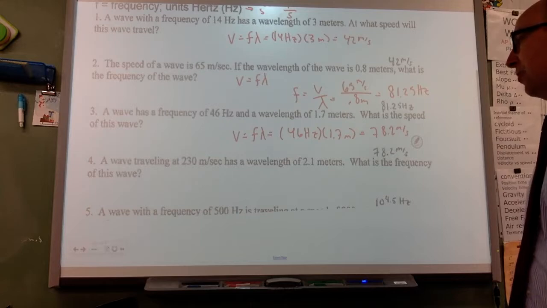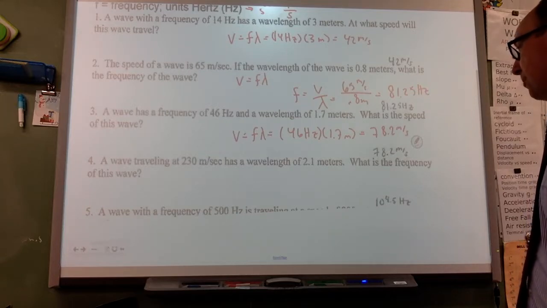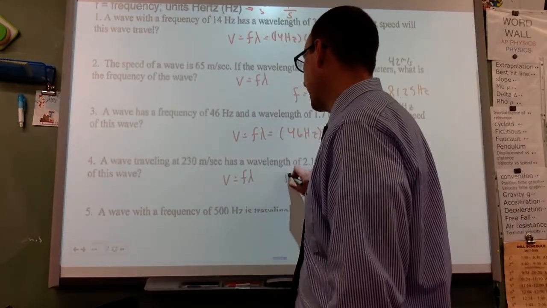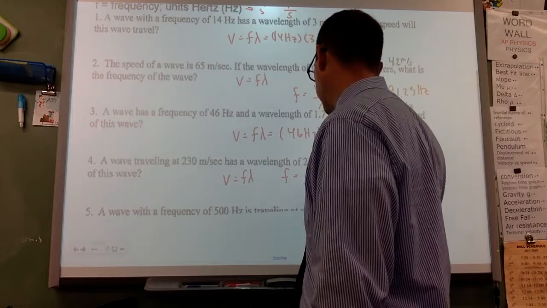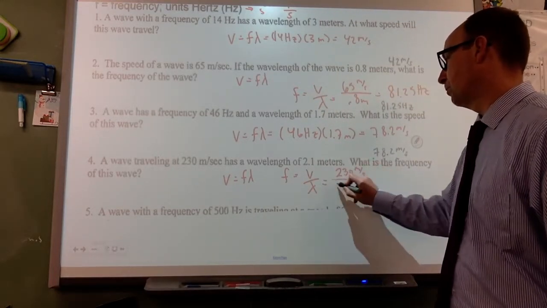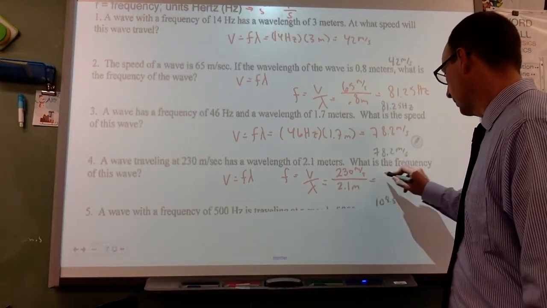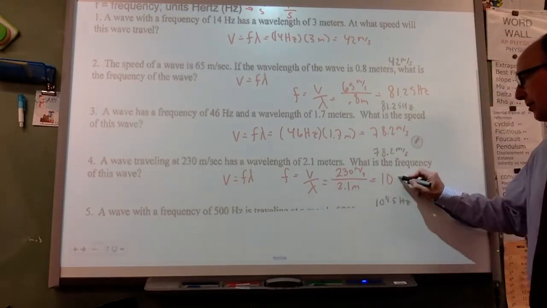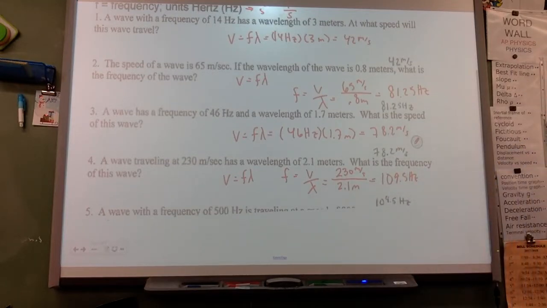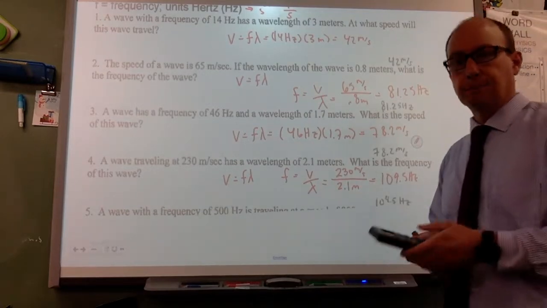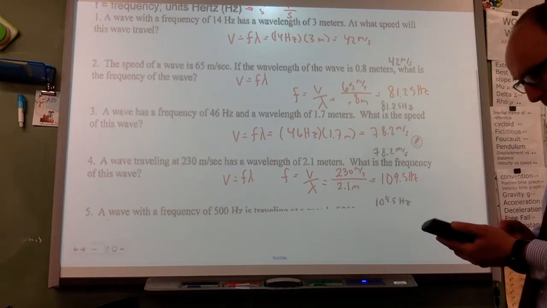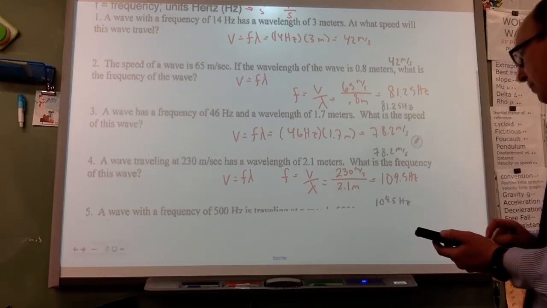A wave traveling at 230 meters per second has a wavelength of 2.1 meters. What's its frequency? Again, the same formula. Now we're getting f by itself, so I'm going to divide both sides by lambda. And it looks like that says 109.5, but I'm going to check that because that could be a 4. I can't read the... Yeah, it's 109.5.